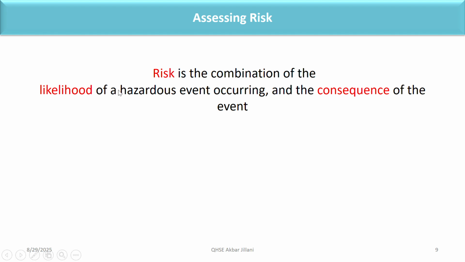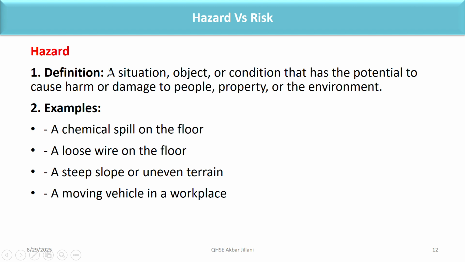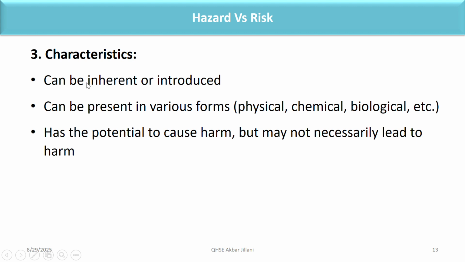Now, risk is the combination of the likelihood of a hazardous event occurring and the consequence of the event. So, risk is equal to likelihood. So, hazard definition: a situation, object or condition that has the potential to cause harm or damage to people, property or the environment. Examples are a chemical spill on the floor, a loose wire on the floor, a steep slope or uneven terrain, a moving vehicle in a workplace.